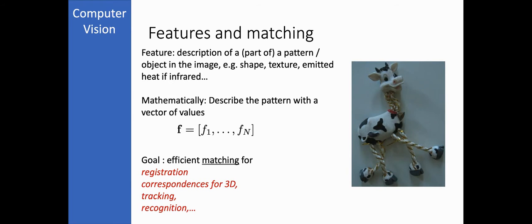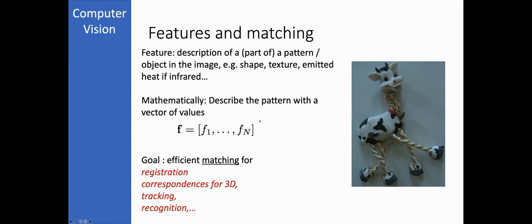When we talk about feature extraction and afterwards the matching, the idea is a feature is a description of a part of a pattern or object in the image, such as shape, texture, emitted heat if infrared. Mathematically, this basically means that we describe the pattern with a vector of values. For example, a feature can be f equals f1 to fn, where it describes that we have n features.